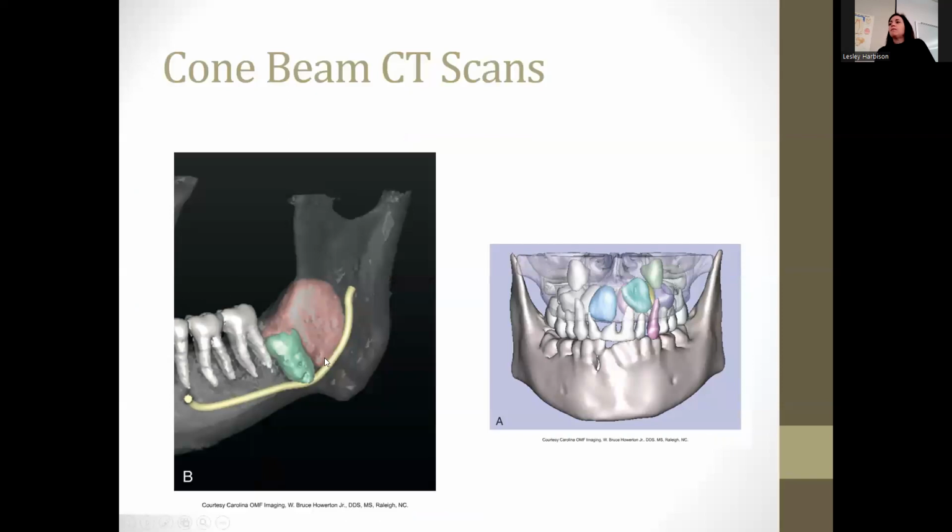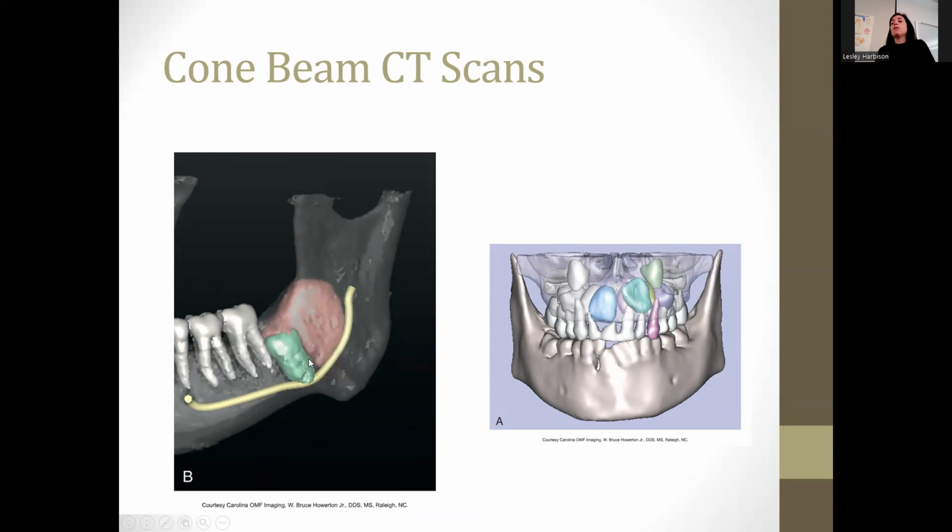Here, what is this saying? Is this maybe a cyst? I don't know what that's showing. Sometimes I have no idea what they're trying to display, but it's just cool that you can see it. And clearly this is a wisdom tooth close to the nerve. I'm not entirely sure what they're showing, unless it's a cyst.